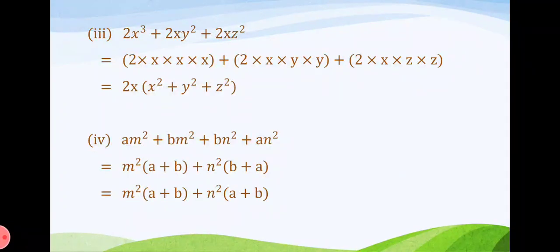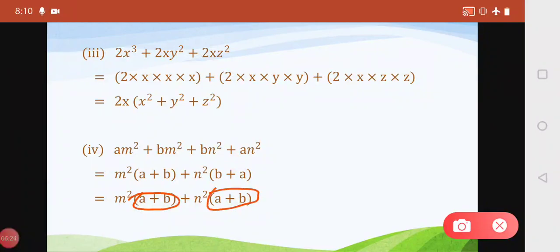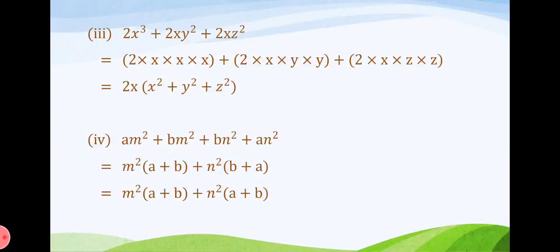So we make it in the proper way, that is equal to m square into a plus b plus n square into a plus b. Again you can see that in both the terms a plus b is the same. So we can take out a plus b common, and then we will be left with m square plus n square. So we will write equal to a plus b into m square plus n square.